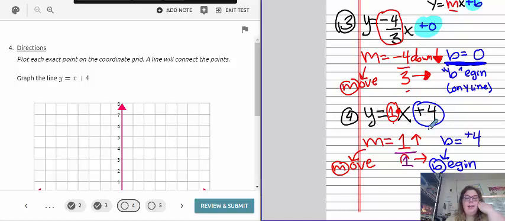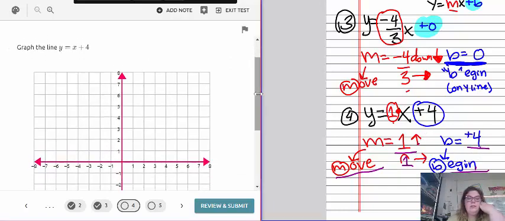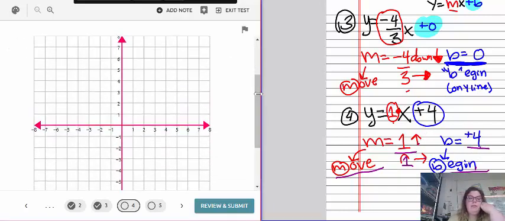We had a b value of 4, so we're going to begin at 4. We had an m value of 1, which is the same as 1 over 1, so we're going to move up once and right once from the beginning point 4. Let's see what that looks like on the graph.